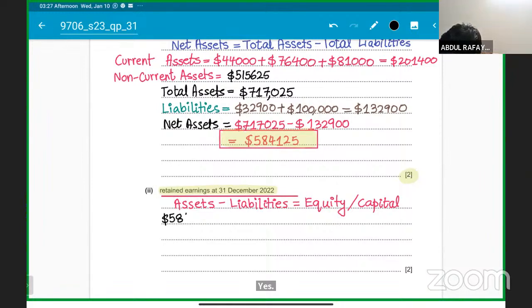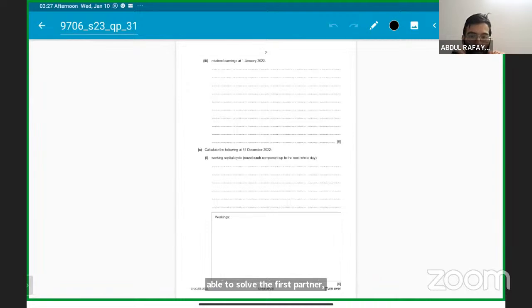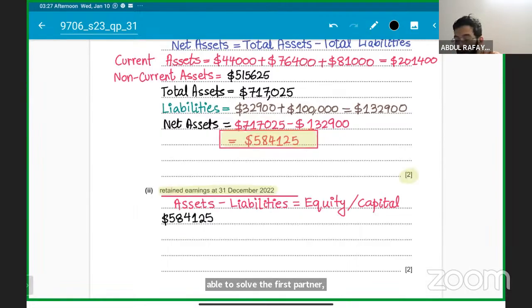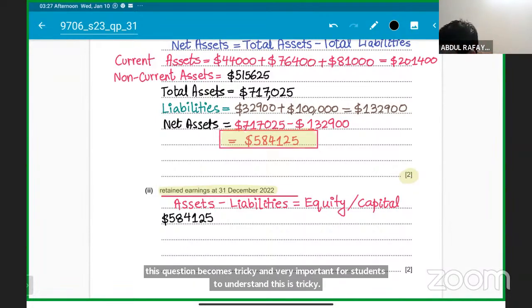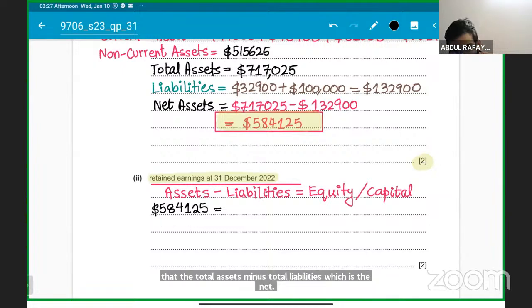That is 584,125. This question is a bit tricky. Why? Because if you are not able to solve the first part now, students, you will not be able to solve the remaining parts. And that is why this question becomes tricky and very important for students to understand. So follow carefully. We have already taken help from the previous part that the total assets minus total liabilities, which is the net assets, we have already got it as 584,125.